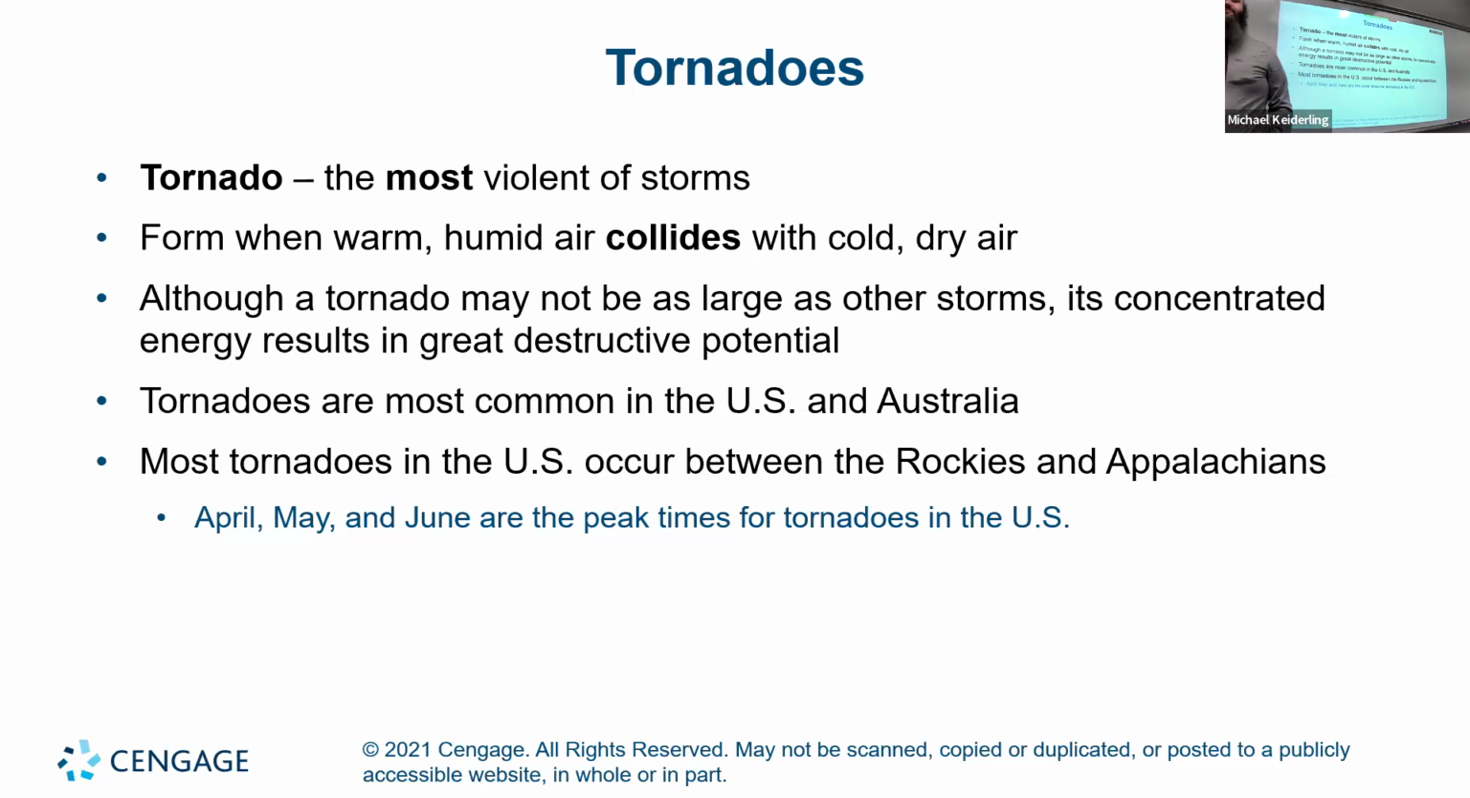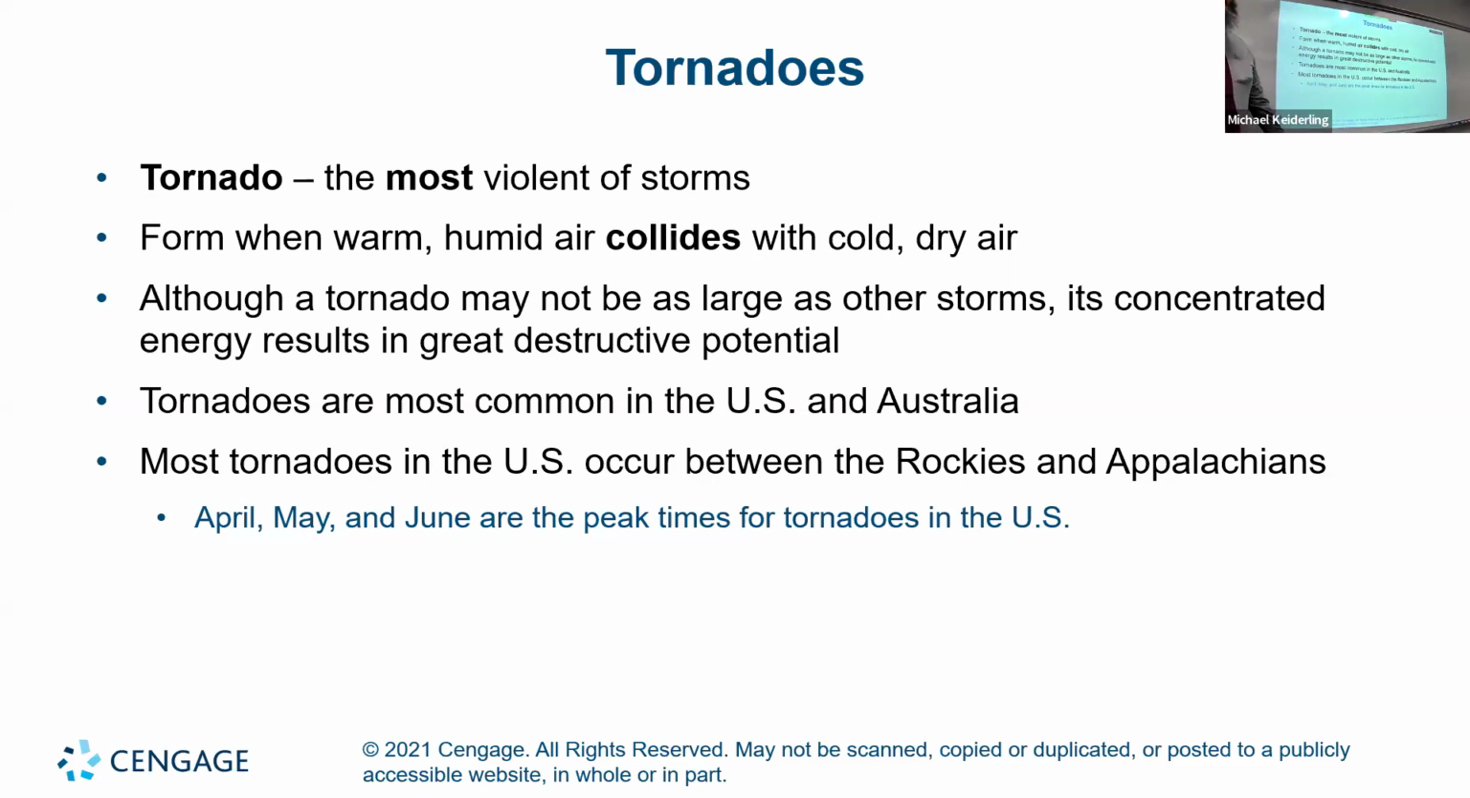So, although tornadoes may not be as large as other storms, this tornado is so concentrated that it has great destructive potential. They can basically just level an area that when they touch down and pass through. It's so violent. I remember at the camp I worked at, there was an area of forest that had just been basically erased. There was now a big clearing because a tornado touched down.